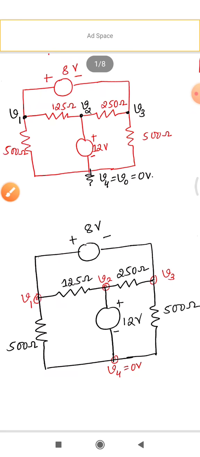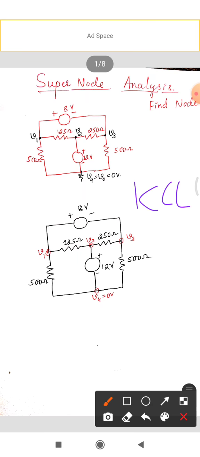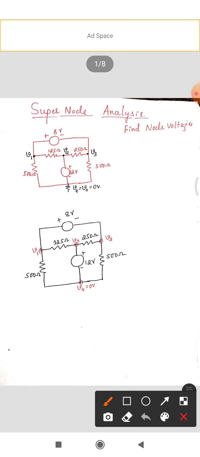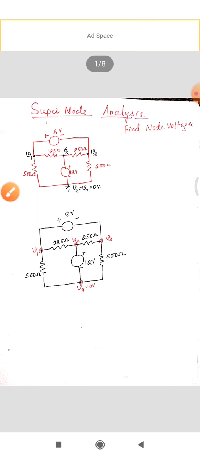Now we need to apply KCL at each node to get equations. Remember how many nodes are there? 3 nodes are there, except your reference node. So we are supposed to get 3 equations. This you keep in mind; this is a very basic idea. Based on that we have to apply KCL.